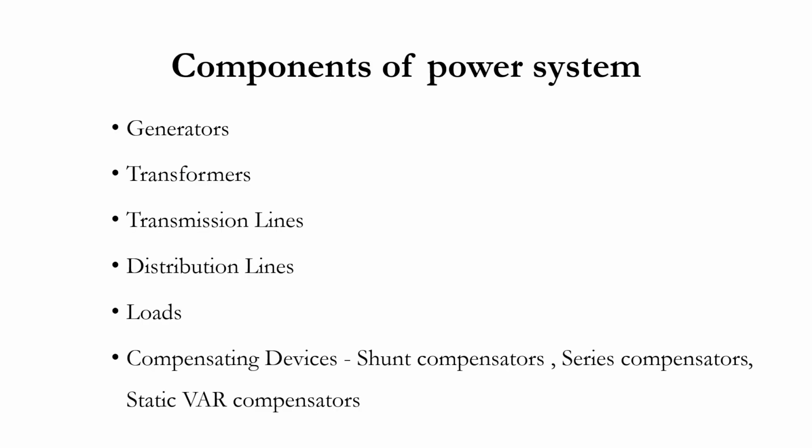Let us see what the components of the power system are. The main components of a power system are generators, transformers, transmission lines, distribution lines, loads, and compensating devices like shunt compensator, series compensator, and static VAR compensator. Let us see one by one how to model these power system components.